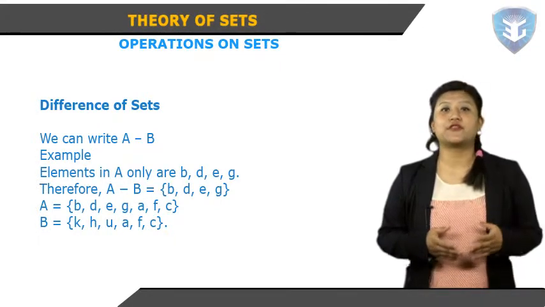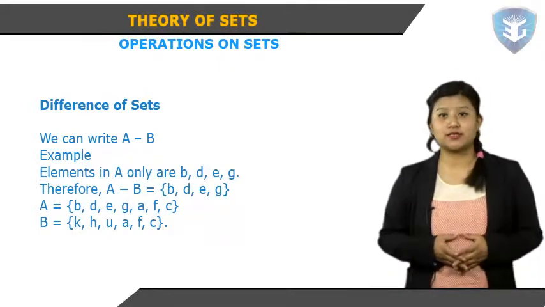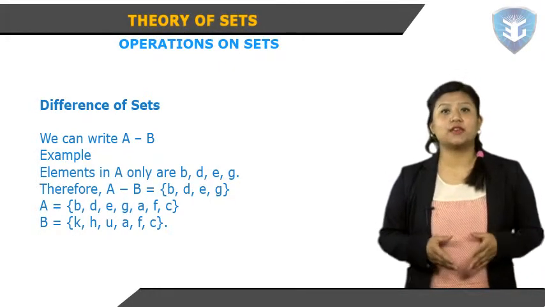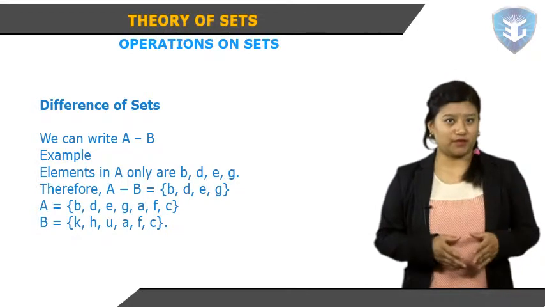Sometimes instead of looking at the Venn diagrams, it may be easier to write down the elements of both the sets. Then we show in bold the elements that are in A but not in B.